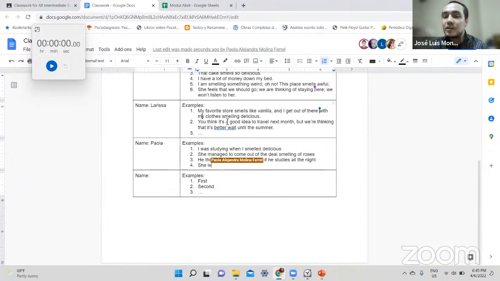They only smell. So try to use the second way, Larissa. Instead of the clothes, try to put emphasis on a person that is using the nose to smell your clothes or something else. So for example, the first part is okay. My favorite store smells like vanilla, and I get out of there, right? But try to tell me something else, Larissa, so that you are using your nose or someone else is using their nose and is smelling that. What can you say to show that idea, Larissa?